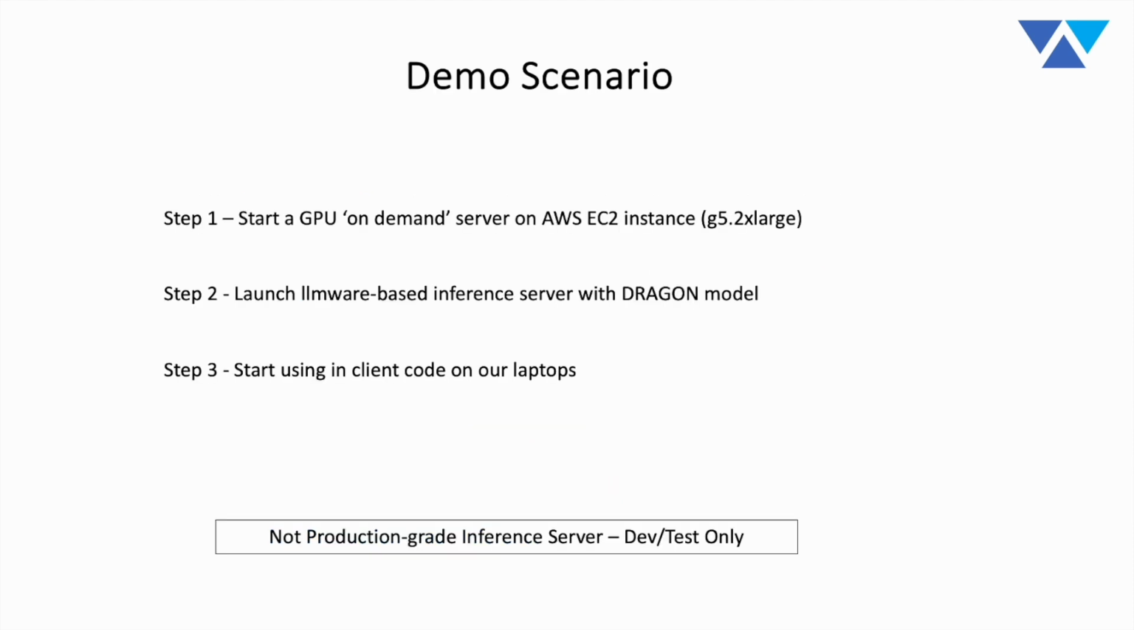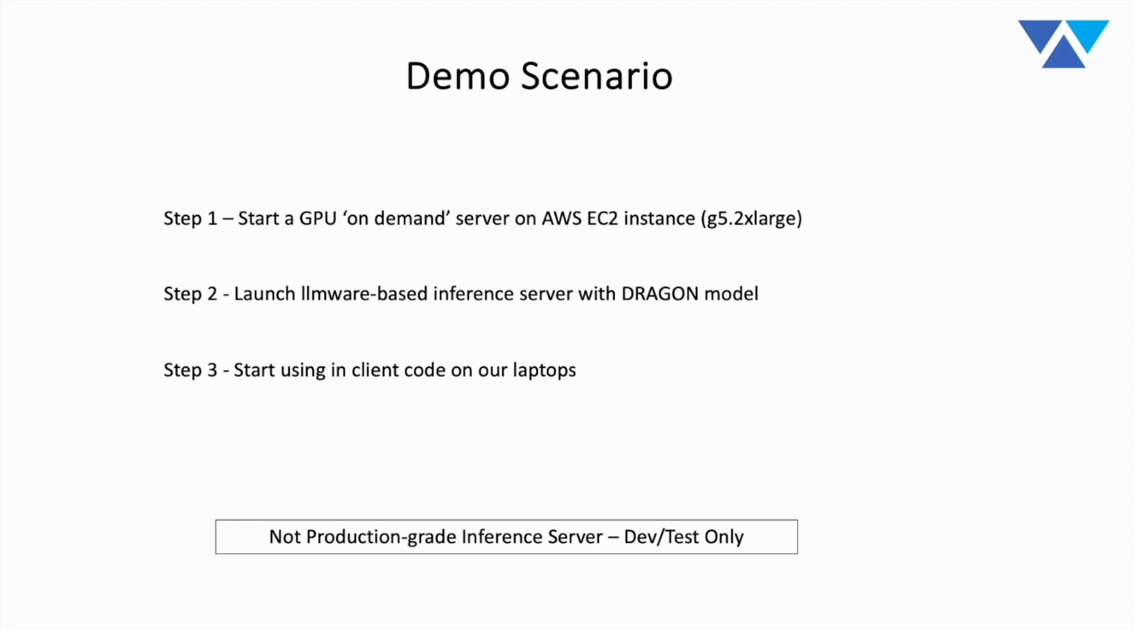So for the demo scenario, we're going to start the instance on AWS. We're going to launch the inference server, and then we're going to show you how to start using that client code on our laptops. And stay tuned, because in follow-up videos, we're actually going to do all kinds of cool things once we have this inference server set up.